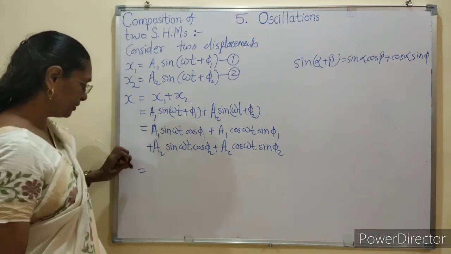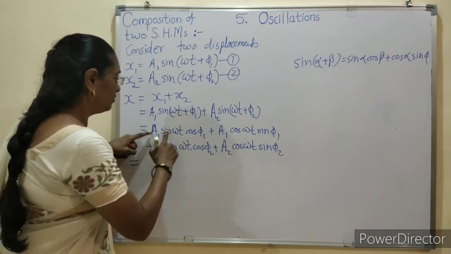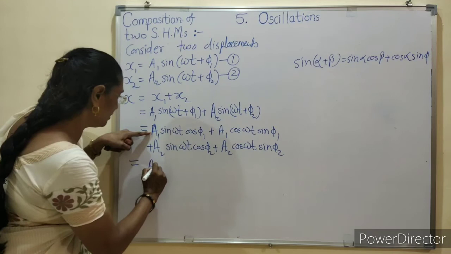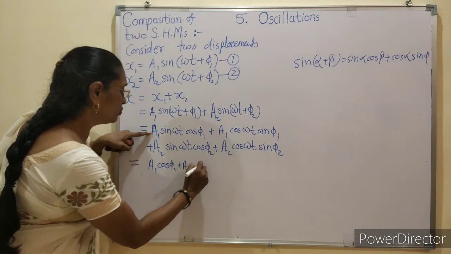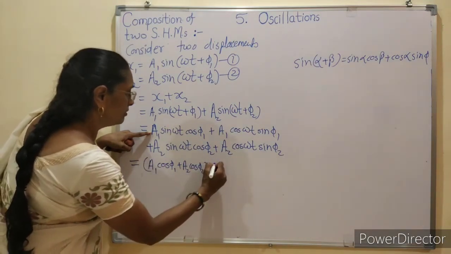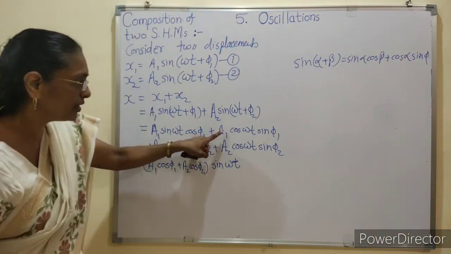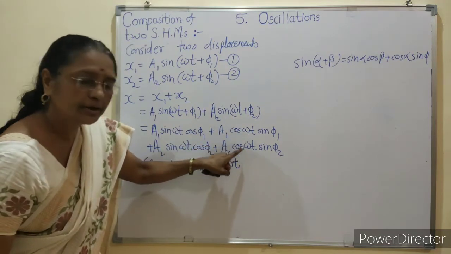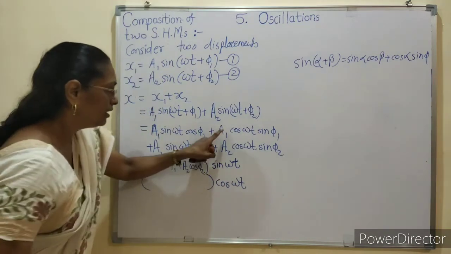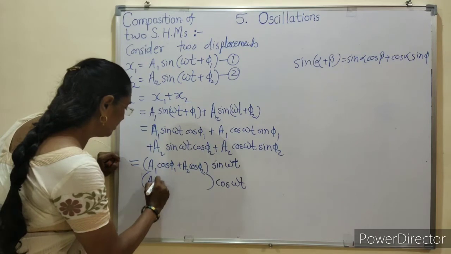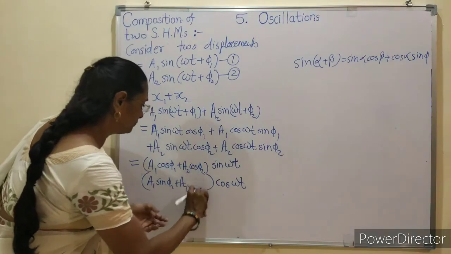Next step is also very simple. Here we take sin omega t as common and write the first and third term combining here: a1 cos phi 1 plus a2 cos phi 2, multiplied by sin omega t. Now we add the second and fourth term, with cos omega t as common, and here it is a1 sin phi 1 plus a2 sin phi 2.